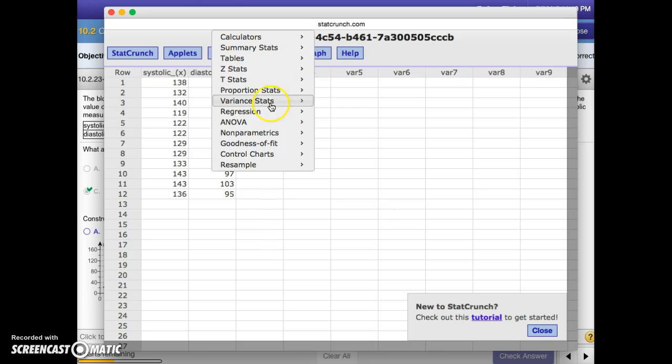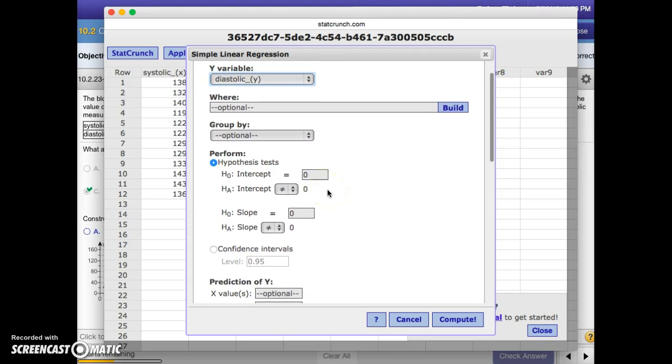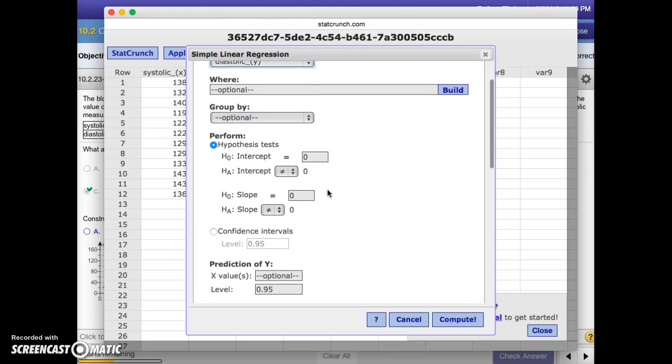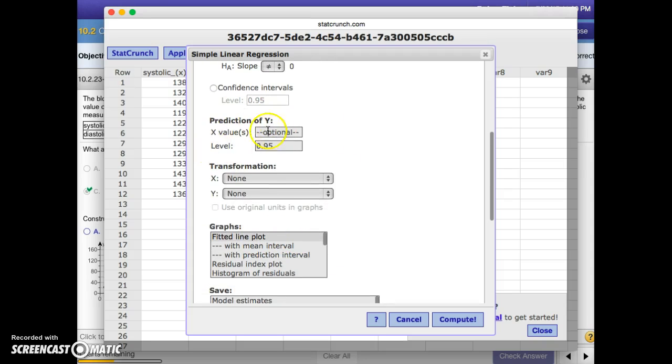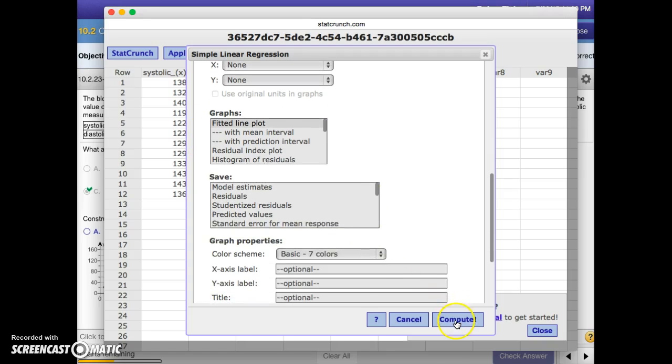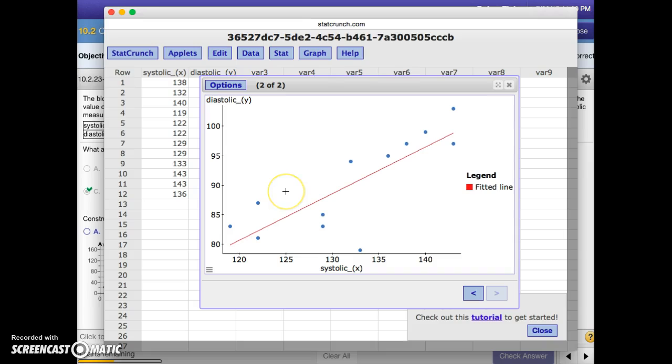So we go to Stat, Regression, Simple Linear. Our X is systolic. Our Y is diastolic. And if we remember hypothesis testing, slope equals 0 is the same as testing correlation. So we have slope equals 0, and then our alternative is slope is not equal to 0. And then we just want to find the fitted line plot. In this case, we don't need the predicted values because it doesn't ask that. So we hit compute and we page over for the correlations because that's what we want to see.